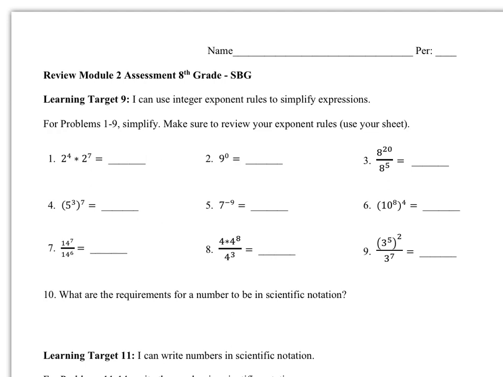This is a video key for the review for Module 2 assessment. So for the first part, for 1 through 9, we're looking at learning target 9. I can use integer exponent rules to simplify expressions.